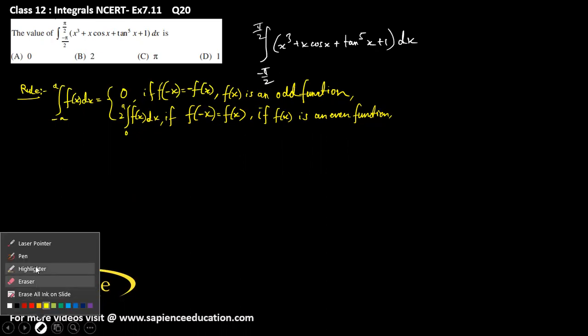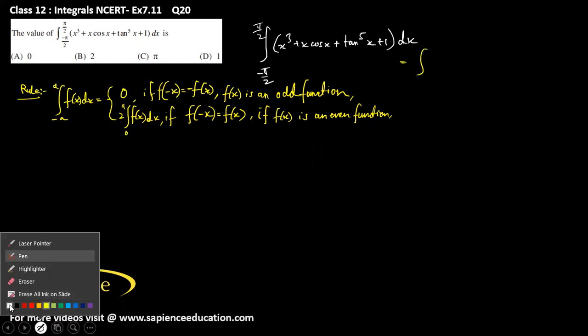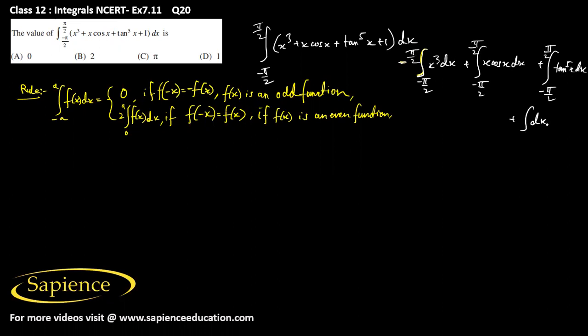So here this we can write as integral minus pi by 2 to pi by 2 x cube dx, plus integral minus pi by 2 to pi by 2 x cos x dx, plus integral tan power 5x dx, and limits are from minus pi by 2 to pi by 2, plus integral dx from minus pi by 2 to pi by 2.